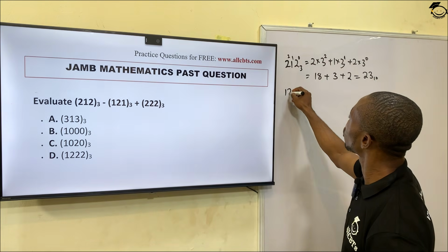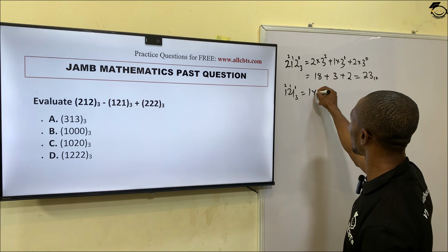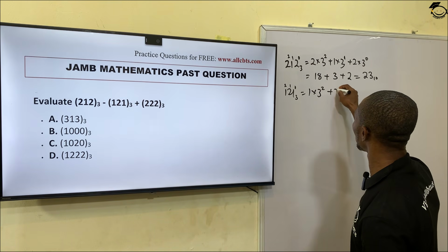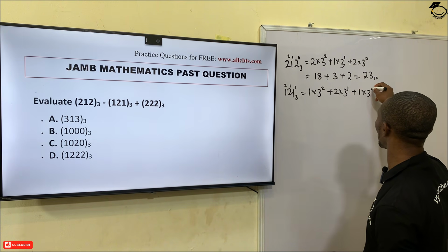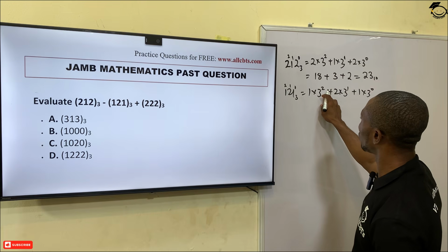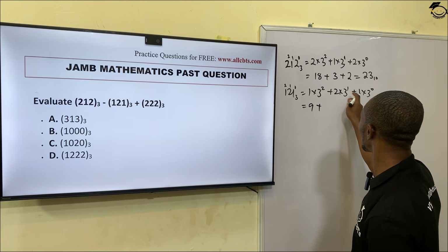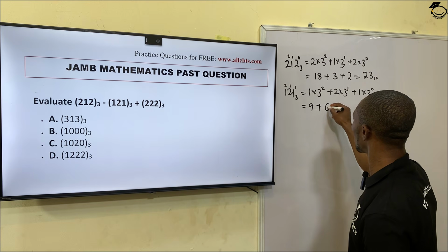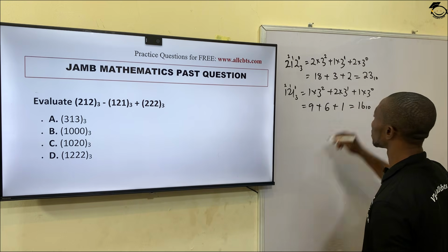Now, for our 121 base 3, this becomes 1 times 3 raised to power 2, plus 2 times 3 raised to power 1, plus 1 times 3 raised to power 0. 3 raised to power 2 is 9. 9 times 1, 9. Plus 3 times 2, 6, plus 1. This gives us 16 base 10.